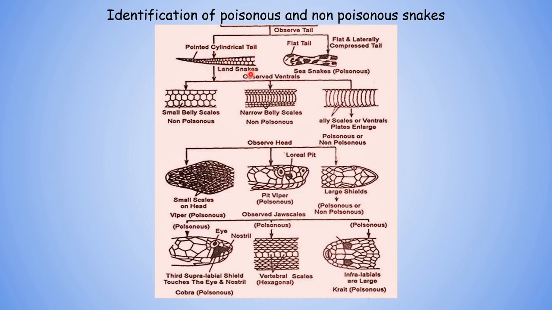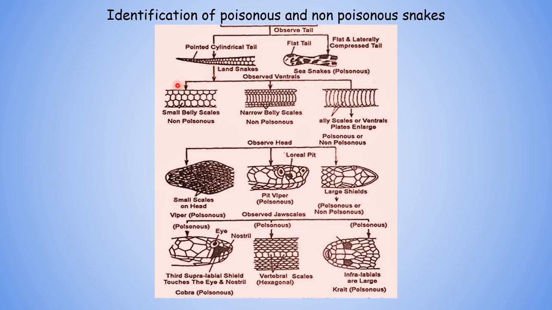it needs to be identified as a land snake. It can be either poisonous or non-poisonous. So we need to look at other features to correctly identify whether it is poisonous or non-poisonous. And if the tail is not pointed or cylindrical, if it is a flattened and compressed tail, it can be identified as a sea snake, which is deadly poisonous. And if the tail is cylindrical, we need to see the other features.